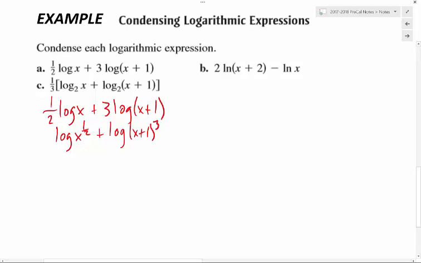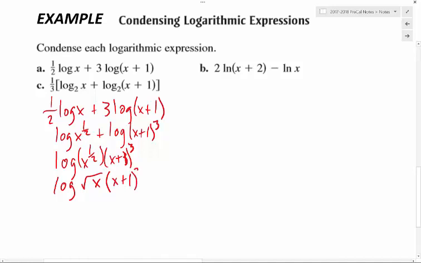Okay, now I'm going to do a reverse product rule. I'm going to have log of x to the 1/2 power times x plus 1 cubed. Let's take that 1/2 power, and for the fun of it, make it the square root of x times x plus 1 cubed. I'm not going to ask you to expand x plus 1 cubed. Okay, you have sufficiently condensed it.